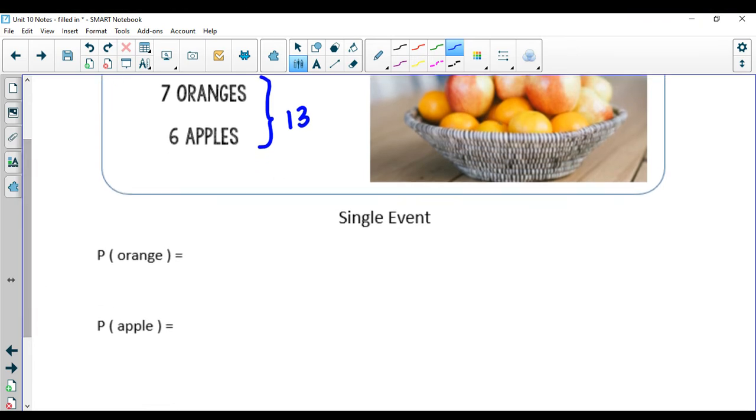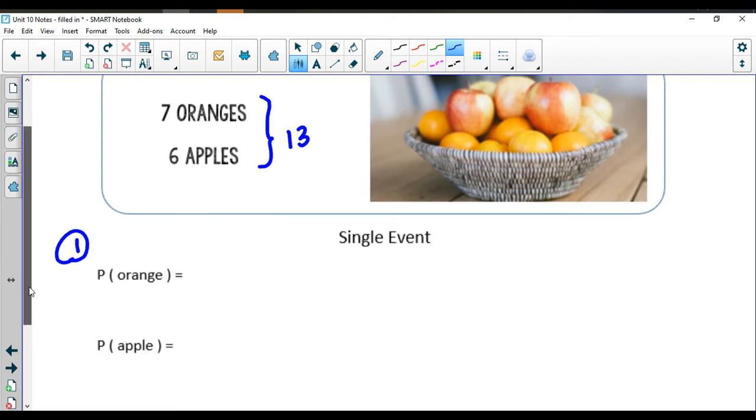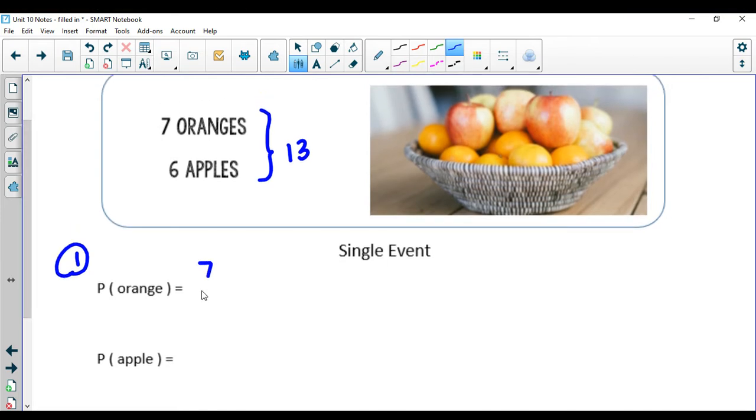In step number 1, the first part, we're going to talk about single event probability. Single event just means that we are picking one. So if I'm going to try and pick an orange, there are 7 oranges in my fruit bowl, and that's compared to 13 total pieces of fruit in the bowl. There's nothing I can do to reduce this since 13 is a prime number. The probability that I pick an apple, there are 6 apples in the fruit bowl, and there are 13 total pieces of fruit. So the probability is 6 out of 13. Single event is the most simple probability that you can actually encounter.